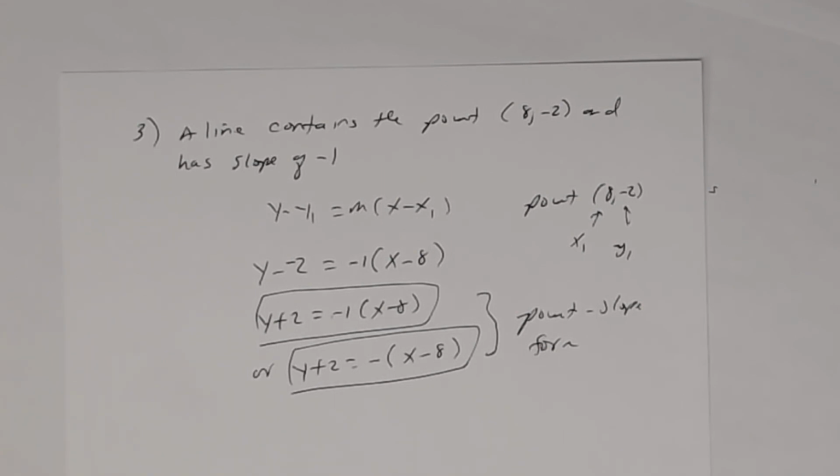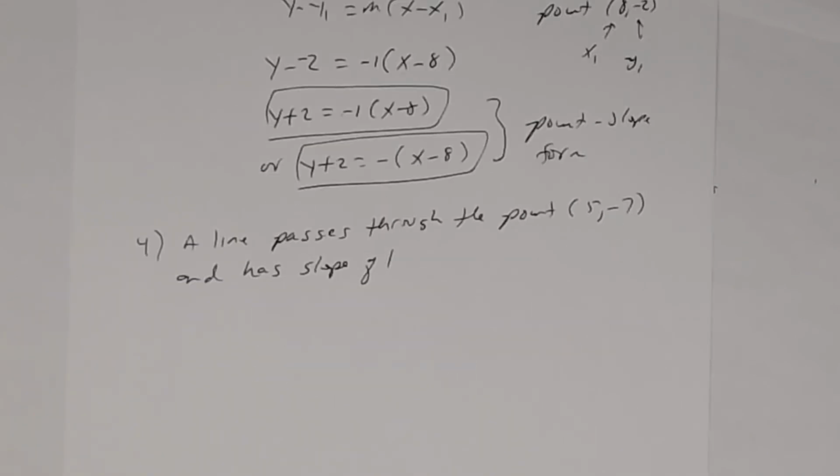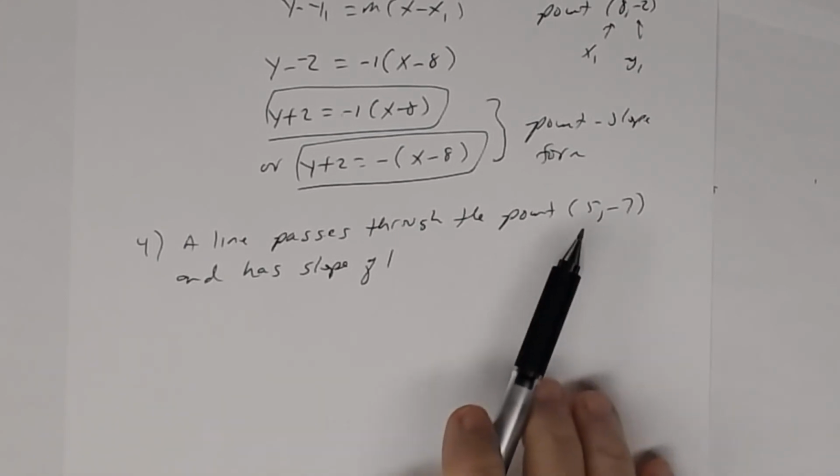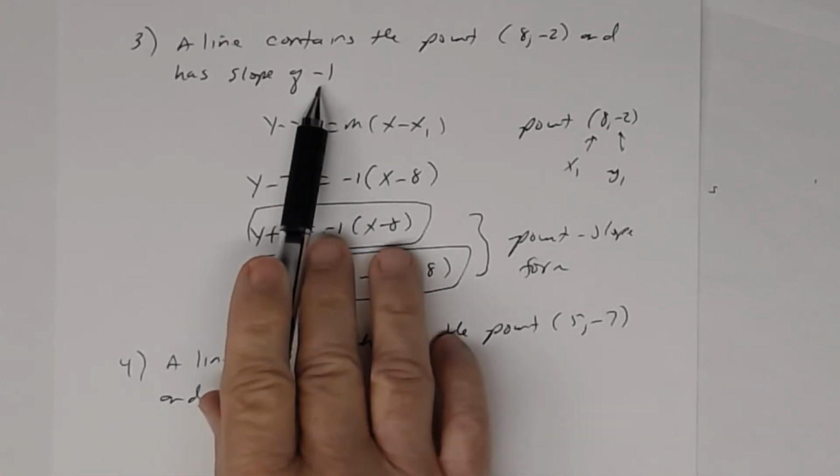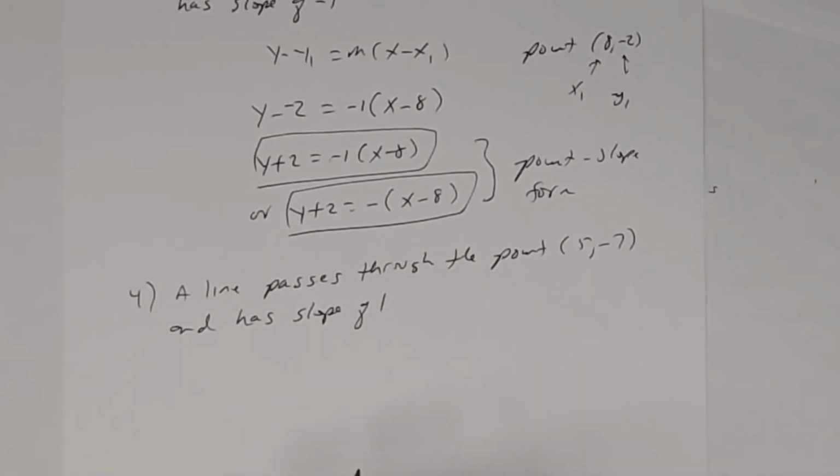Let's look at number 4. All right, now here's number 4. So you're told that the line passes through this point, and this time it has a slope of a positive 1. So the previous one was negative 1. This one is a positive 1. So let's look at that.